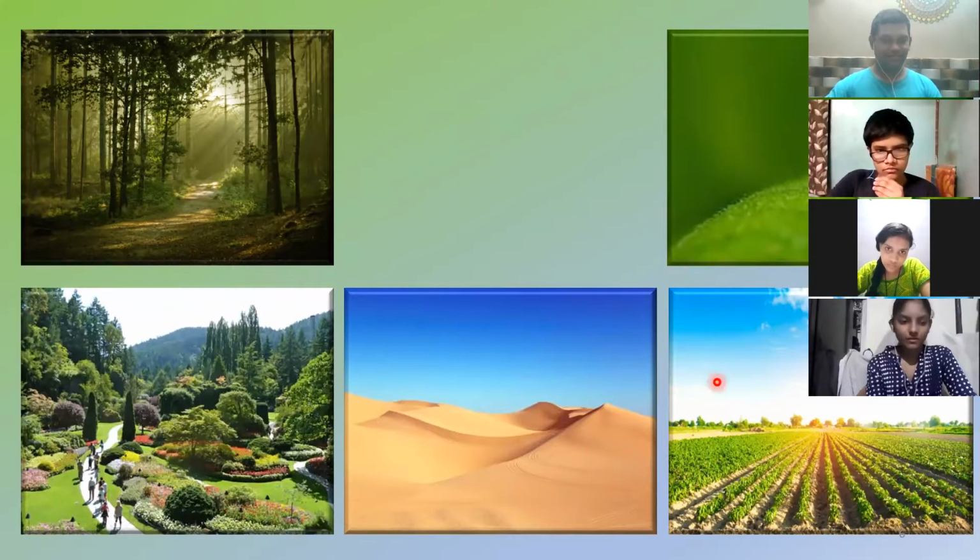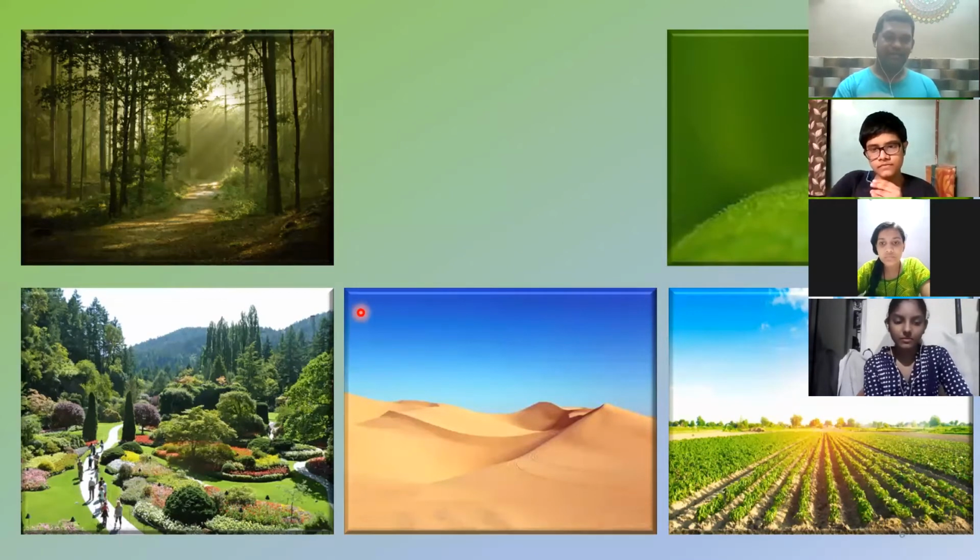Next one. What is it? Park. Garden. It's a garden. Correct. Now tell. Artificial or man-made. Correct. Then macro, terrestrial. Correct. Last one.